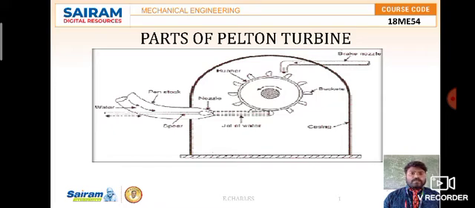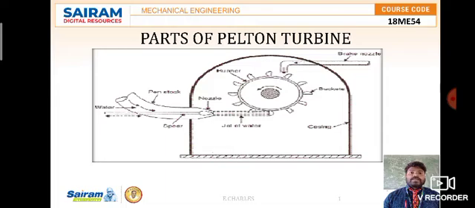And what are the other components? The main components or parts of the Pelton turbine: one is the penstock. The penstock is a channel through which water flows from a high level. Either it can be an overhead tank or a container placed on top of a building or some height away from the ground. The channel through which water flows is nothing but the penstock.